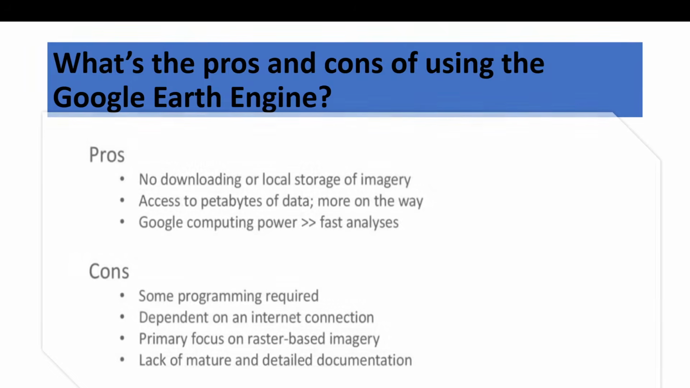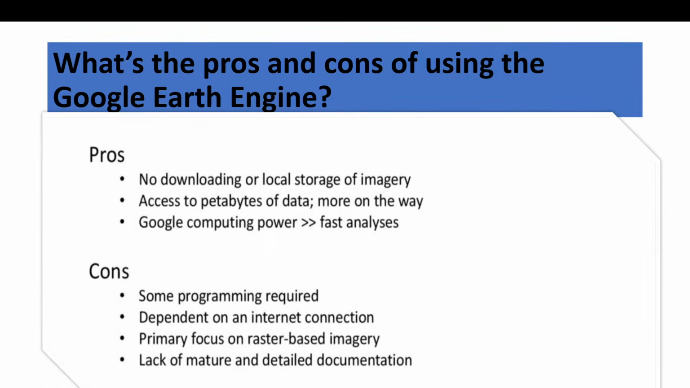First of all, there are a lot of advantages. You don't need to download any kind of satellite imagery. You don't need any local storage, because we can easily access all of the satellite data, all of the imagery from the Google Earth Engine data catalog. Through the Google Earth Engine server we can easily access petabytes of data or more on the way. And with this data we can do very fast analysis, because Google's computing power is very fast.